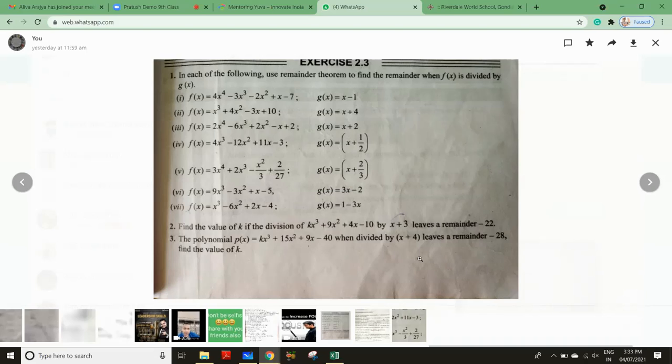Similarly, in the second question, you will substitute x equal to minus 4, and in the third question, x equal to minus 2. In the fourth question, we have substituted x equal to minus 1 by 2. And in the fifth, we have substituted x equal to minus 2 by 3. What about 6 and 7? Have you solved them, or after the fourth you were not getting it and you left everything? Is it like that? No, sir, I have solved.